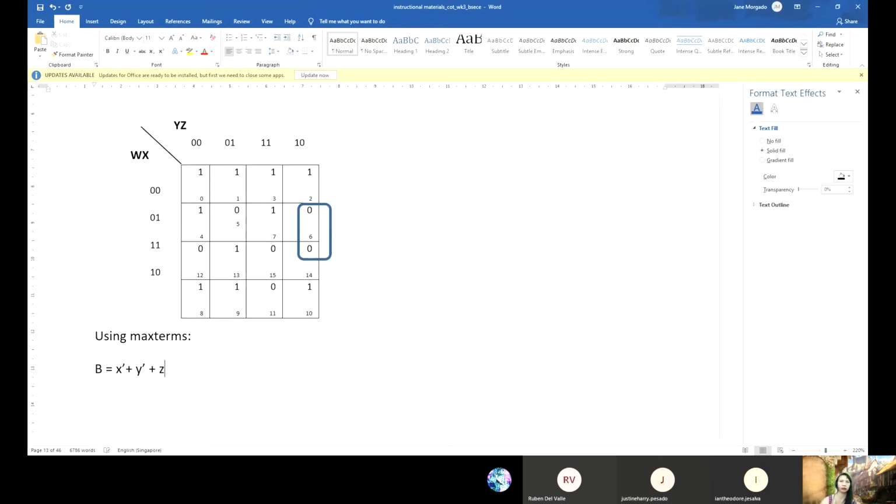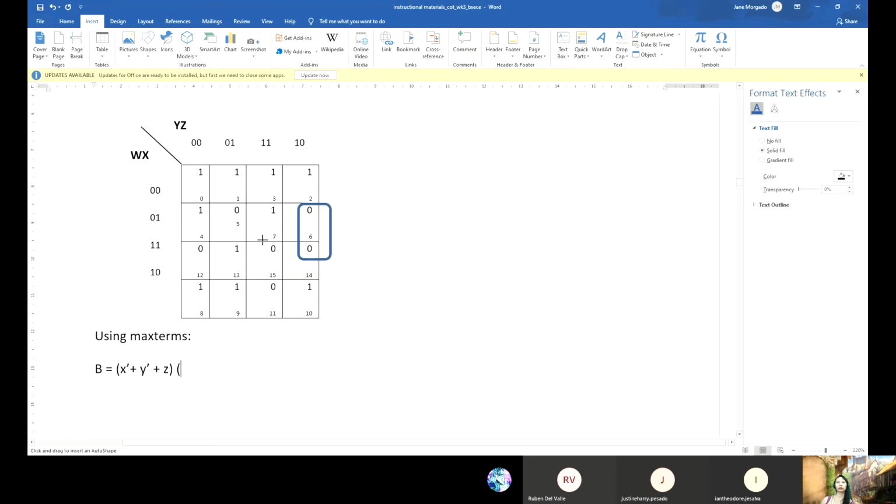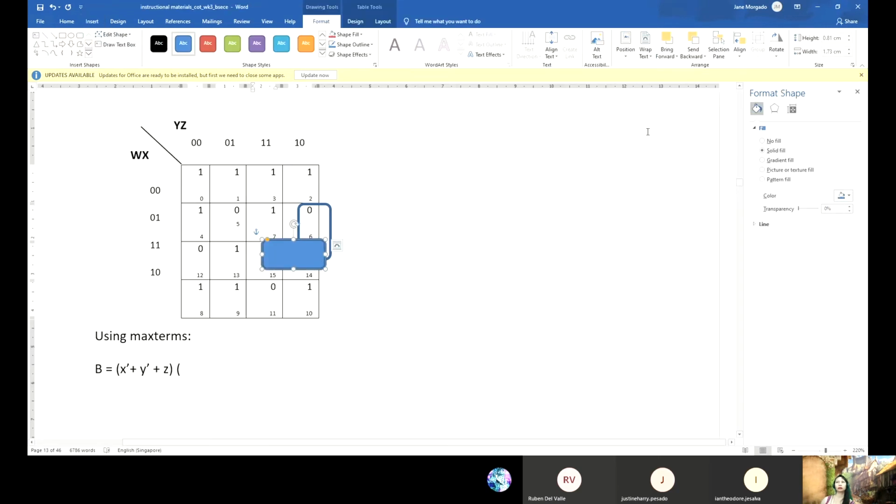Again, this is max terms, so everything is the opposite of min terms. Instead of multiplying each literal, we add. If it is 1, it is prime. If it is 0, unprimed. Instead of multiplication, we have OR, or plus. And then we multiply it with another term. So we'll have another term. Let's do the loop here. Let's have another loop.